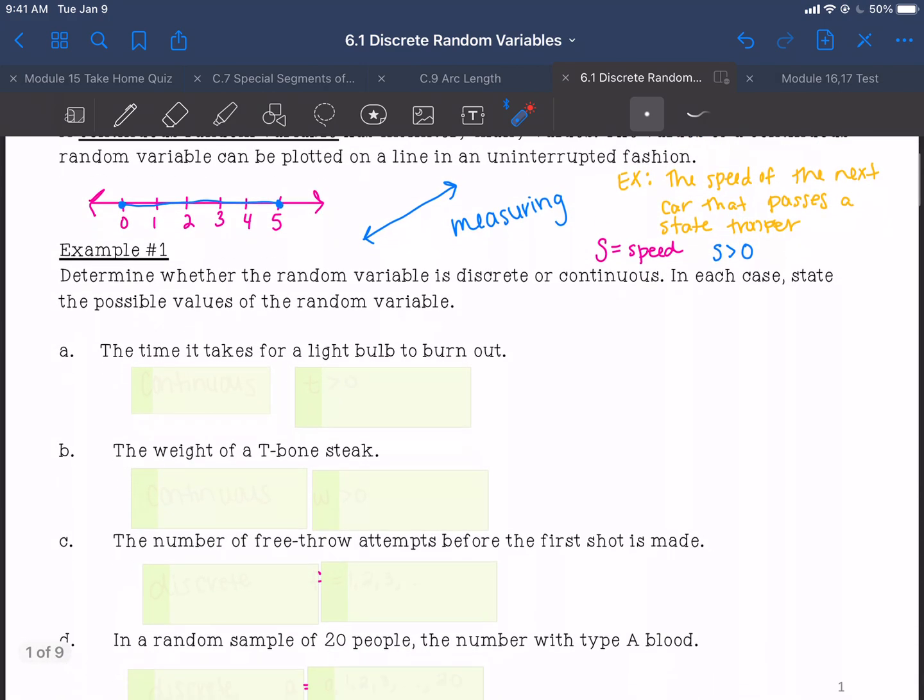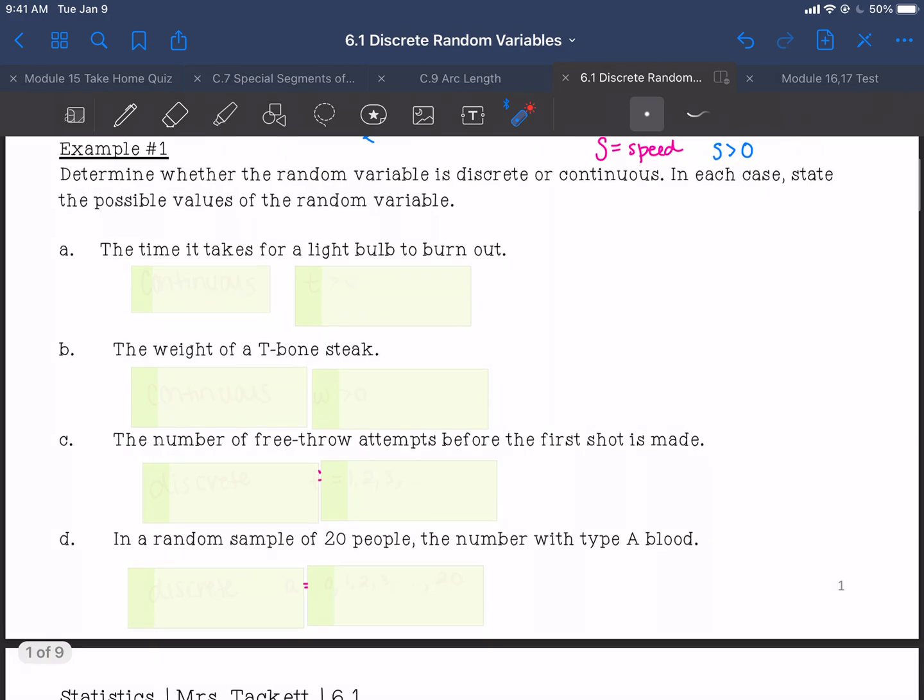All right, so here in this example 1, we're going to determine whether the random variable is discrete or continuous, and in each case state the possible values of the random variable. So I encourage you to think about these yourself a little bit and then see if you are getting them right and understanding them. So A, the time it takes for a light bulb to burn out, that would be continuous. The time it takes could be anything greater than 0.